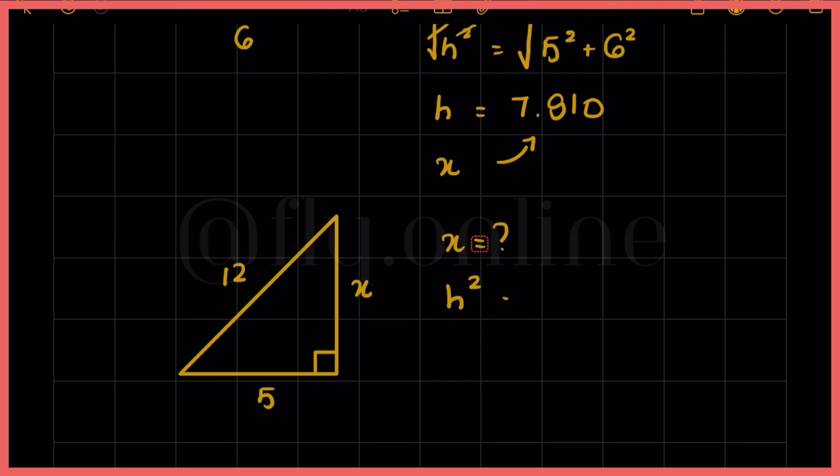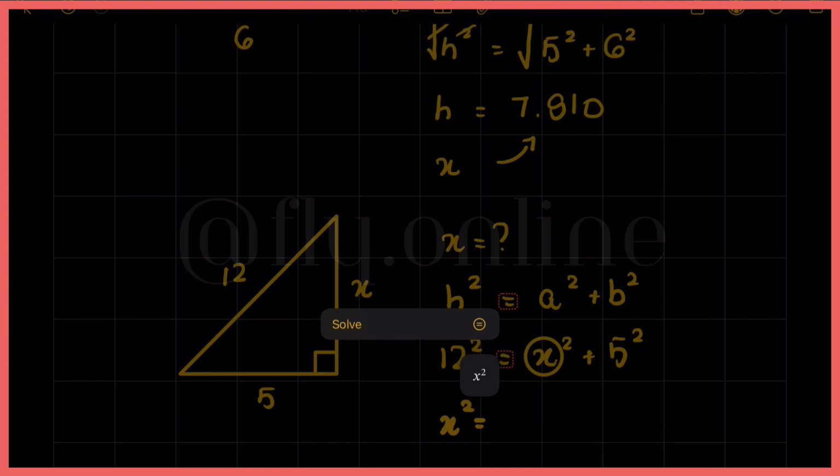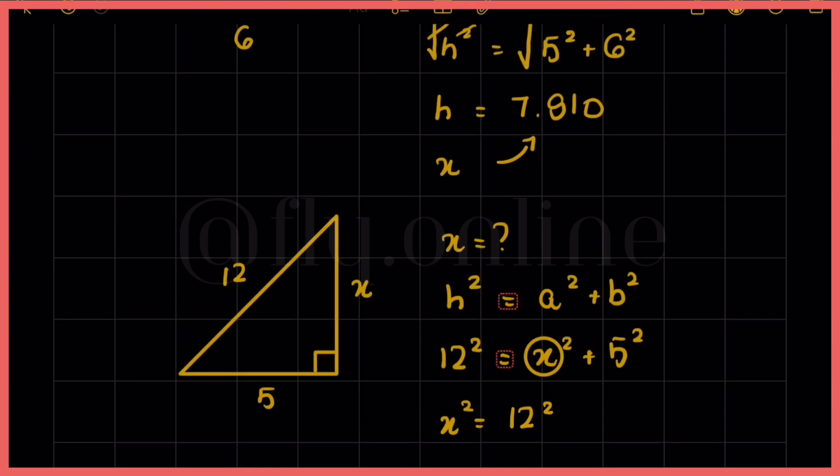Pythagorean theorem states that hypotenuse squared is equal to a squared plus b squared. In this case, I already have my h squared, so I'll just start placing my values. This is going to be 12 squared equal to x squared plus 5 squared. I'll rearrange the equation in such a manner that I get x as my subject. So to do that, this is going to be x squared equal to 12 squared minus 5 squared.